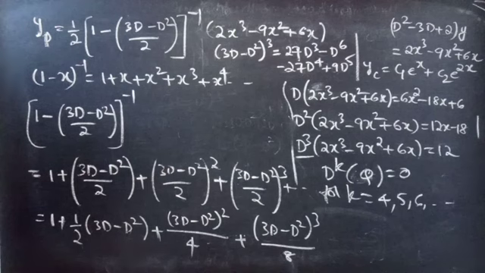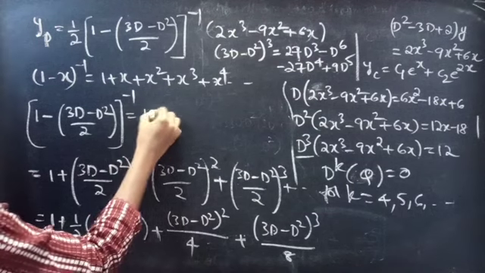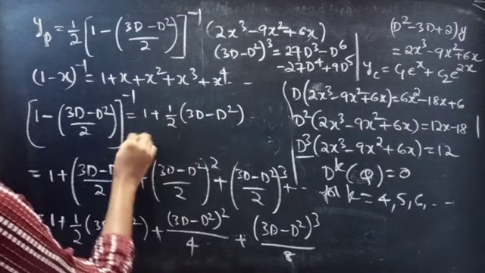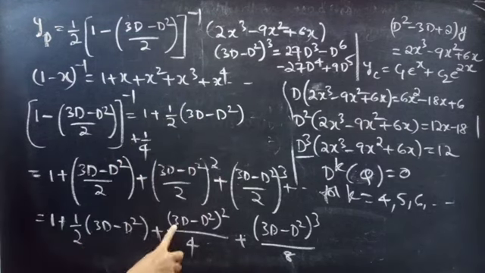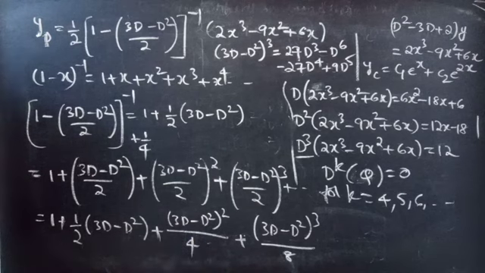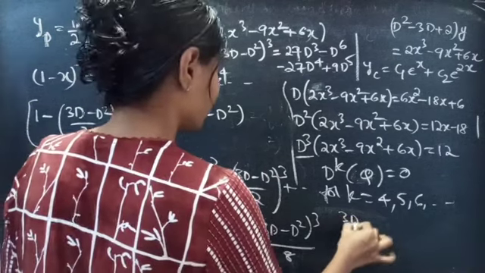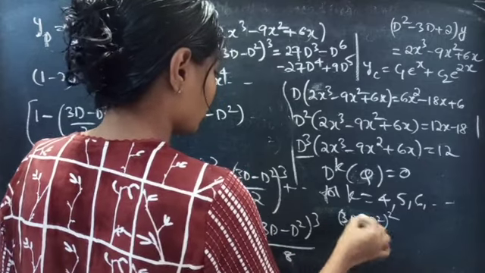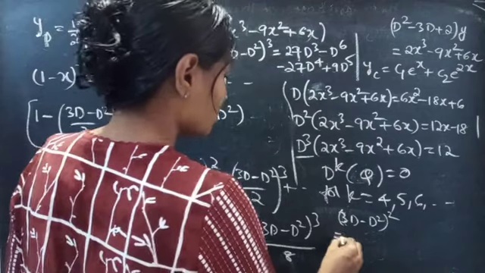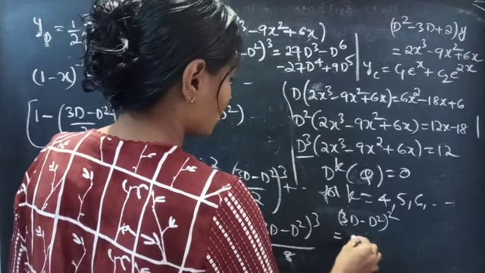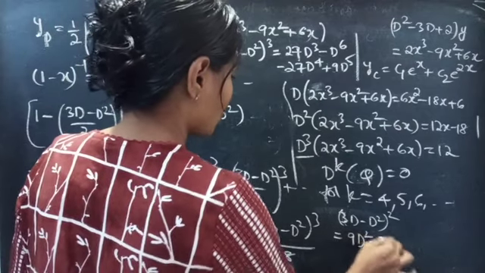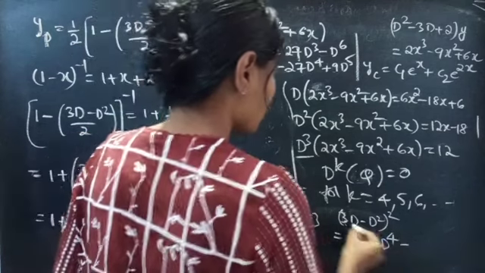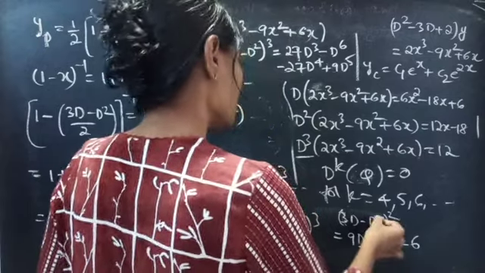Now the expansion becomes 1 plus 1 by 2 into (3d minus d square) plus 1 by 4 into expand (3d minus d square) whole square using a minus b whole square formula. Okay, it equals 3d whole square, 3 square is 9 into d square, plus d square whole square is d power 4, minus 2 into 3 is 6, d into d square is d cube.